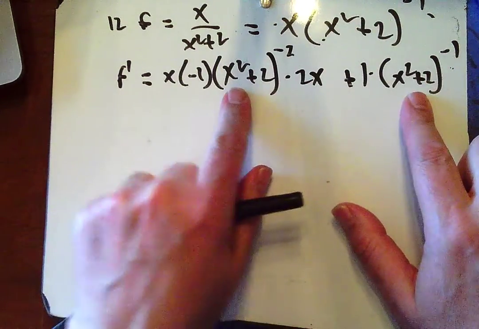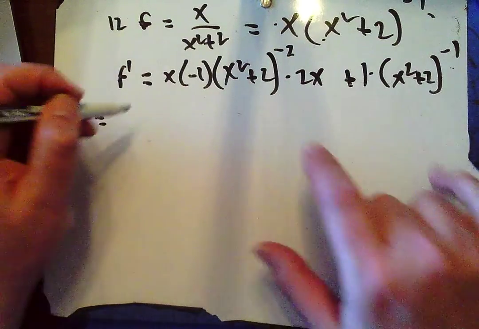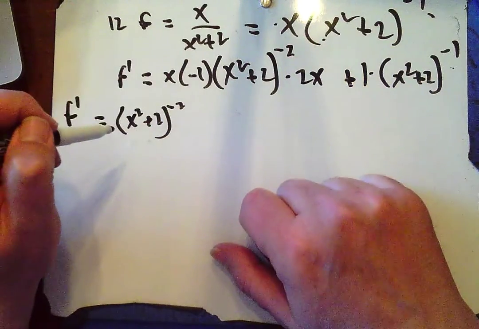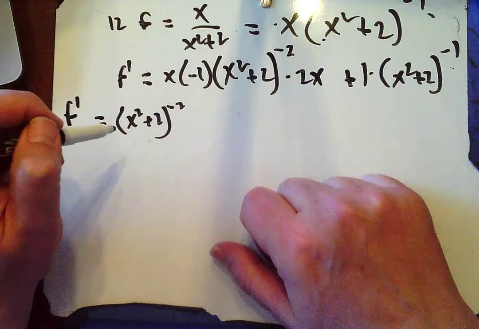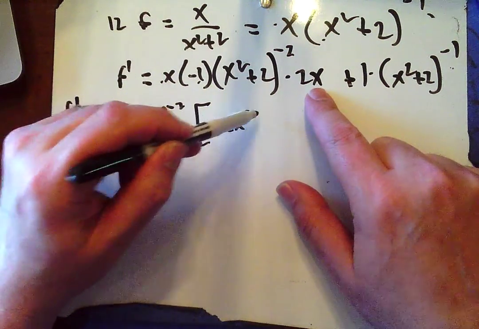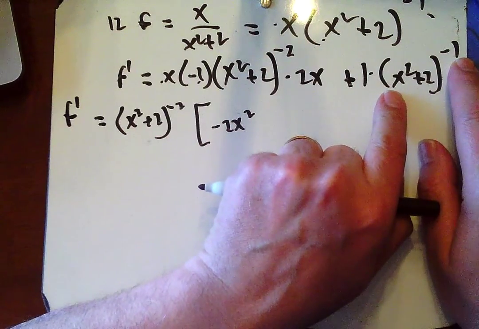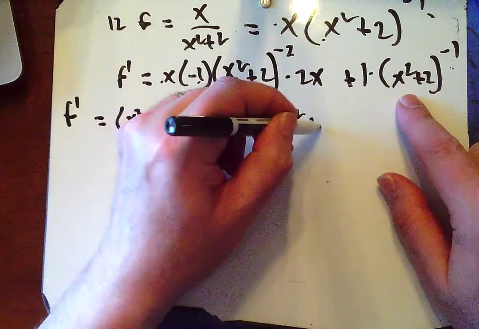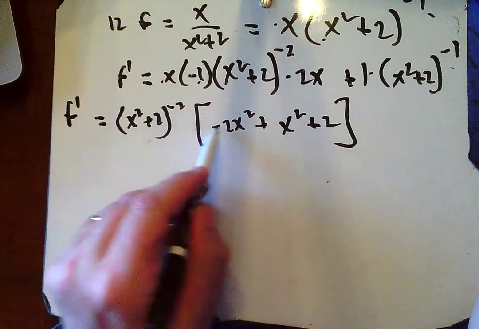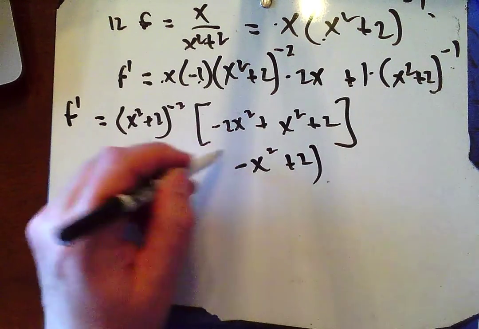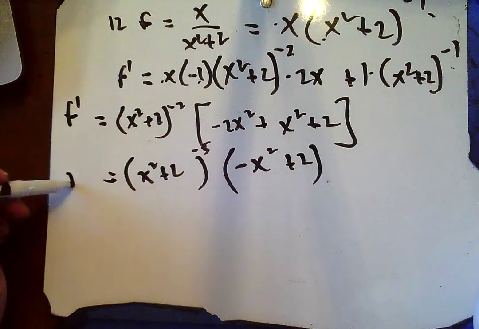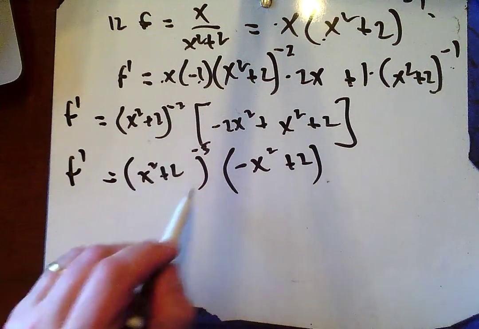Okay, factor out the smallest power. So f prime, we're going to take out x squared plus 2 to the minus 2. And what else will we have? Well, here I'm going to have negative 2x squared. And here, since I took out minus 2, I'm going to have plus x squared plus 2. Okay, so that's going to be negative x squared plus 2 over x squared plus 2 to the negative 3. There's f prime.